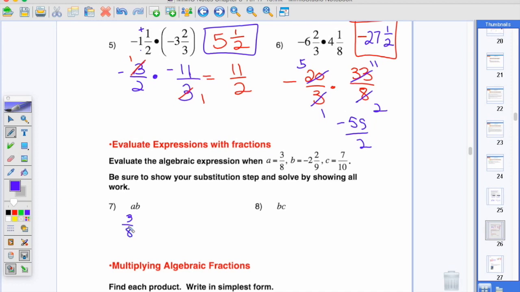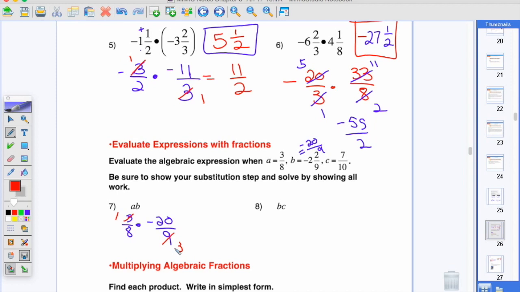So we're going to substitute in. A is 3/8, B is -2 2/9. But since it is a mixed number, I'm going to rewrite this right away to 9 times 2, which is 18, plus 2, which is 20 over 9. So -20 over 9, and I'm going to substitute in the -20 over 9.